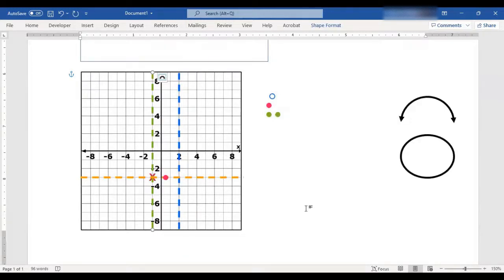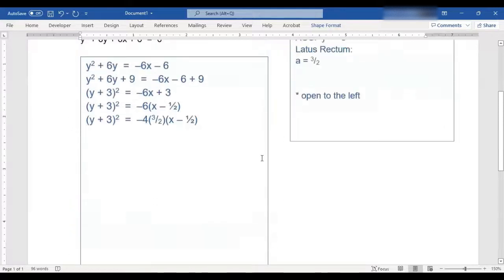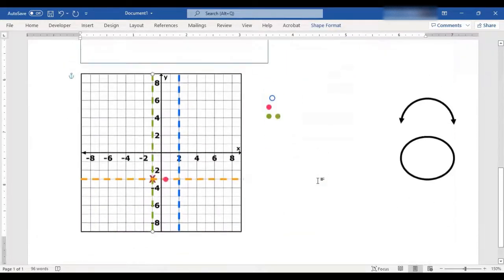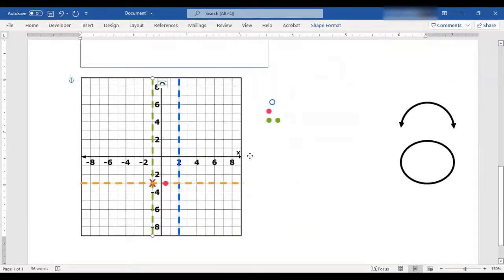And then the way that you get those 2 additional points is you take the value of A and you double it. And that tells you how far along the latus rectum you need to move to plot those points. So since A is 3 halves, if I multiply that by 2, I get 3. So I'm going to go a distance of 3 units up. So we have 1, 2, 3.